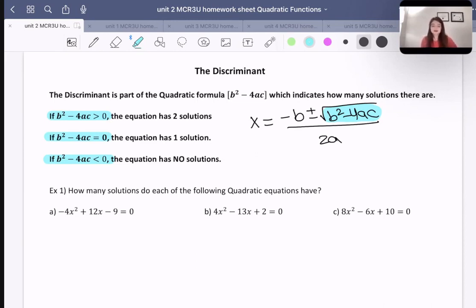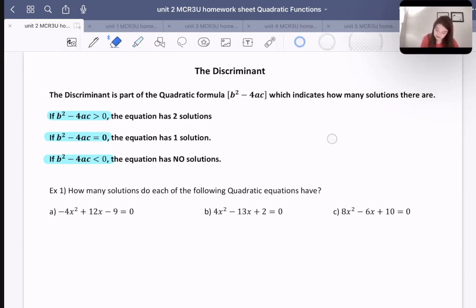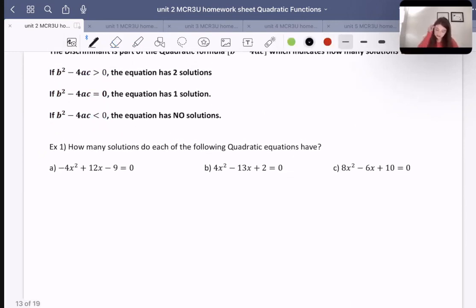Okay, so let's do some examples here. This is pretty straightforward, which is kind of nice. How many solutions do each of the following quadratic equations have? So just a reminder, to find out a, b, and c, a is the coefficient of our x squared, so negative 4 in this case. b is the coefficient of our x, and c is the constant at the end.